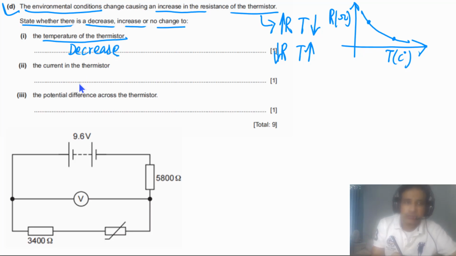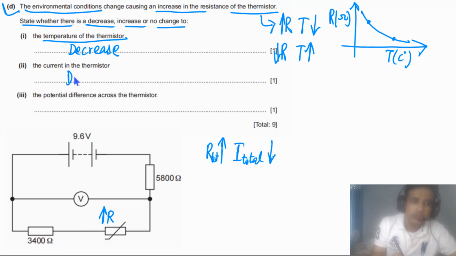Current in the thermistor. Now we need to understand, if this resistance increases, how about the total resistance of the circuit? R total has to increase. Total resistance of the circuit increases. So it means that I total has to decrease, because all these components, these three resistors, thermistor and two resistors, are connected in series, so current will decrease. So current in the thermistor decreases.